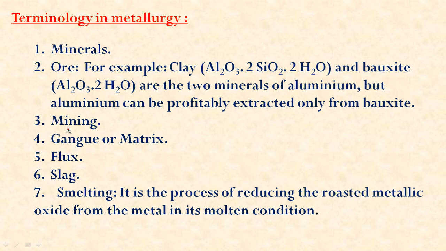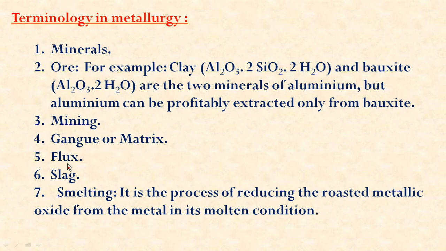The third one, mining. The process of extracting the ore from the earth's crust is called mining. The fourth one, the rocky impurities that are present in the ore and associated with the ore are called gangue or matrix.